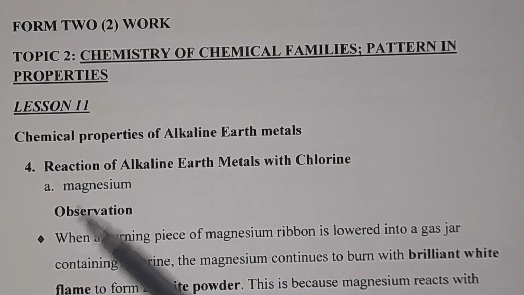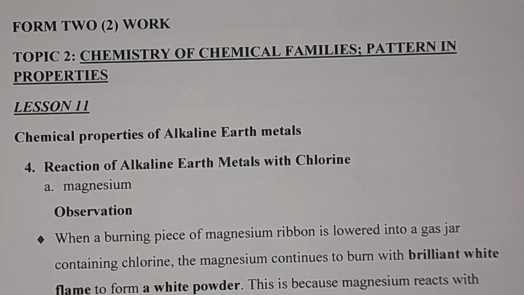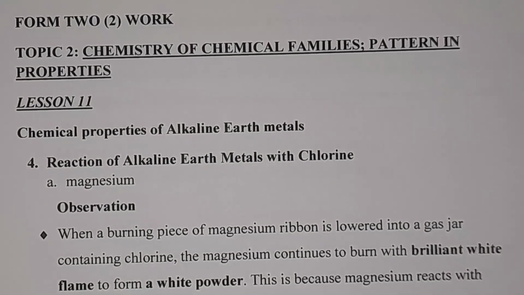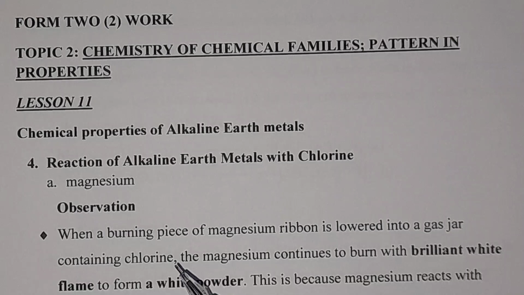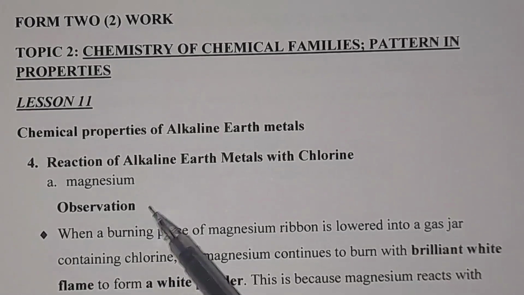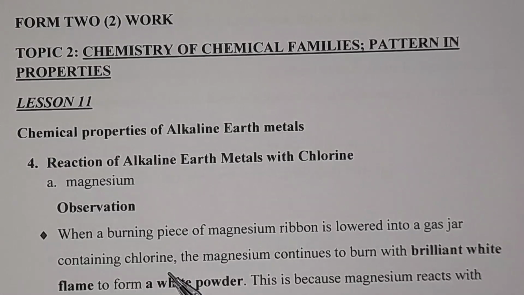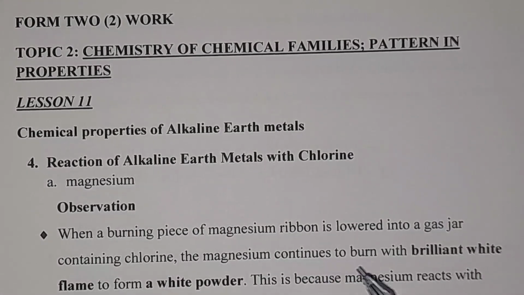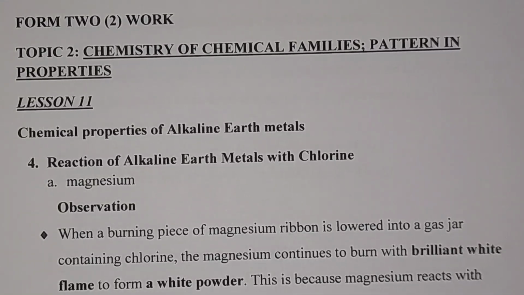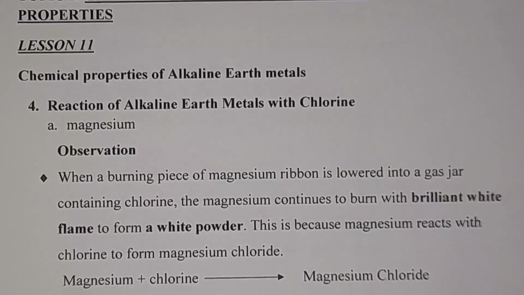So we start with magnesium, and next we are going to go to calcium metal as members of alkaline earth metals. So we are going to see the observation that is made when magnesium reacts with chlorine. When a burning piece of magnesium ribbon is lowered into a gas jar containing chlorine, the observation is that the magnesium continues to burn with a brilliant white flame to form a white solid. The reason is that magnesium reacts with chlorine to form magnesium chloride.